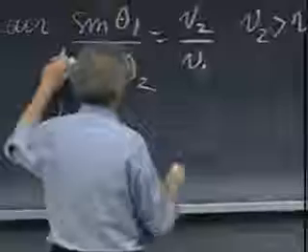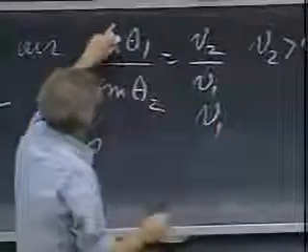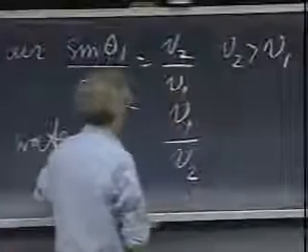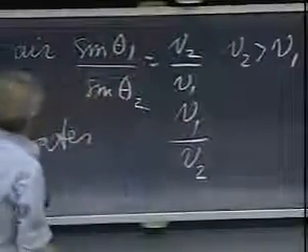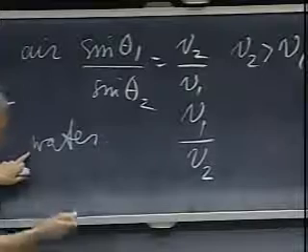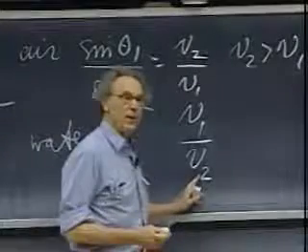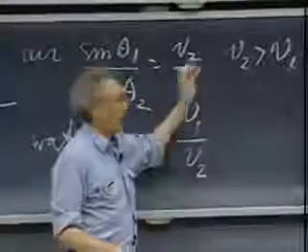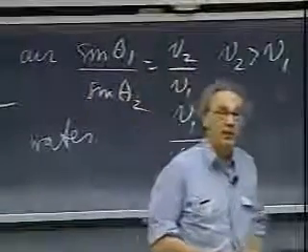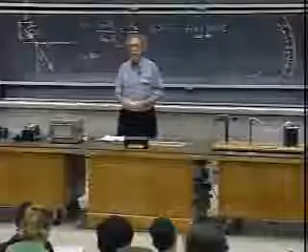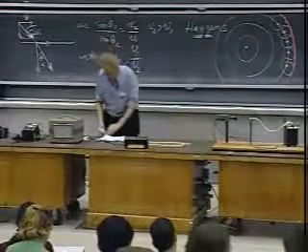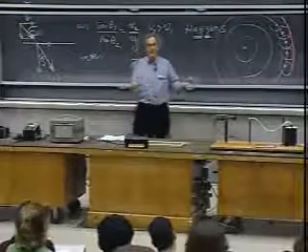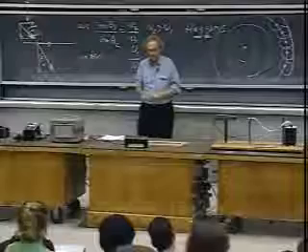Except that now you will conclude that the sine of theta 1 divided by the sine of theta 2 is V1 divided by V2. And therefore, Huygens predicted that the speed of light in water is lower than the speed of light in air, whereas Newton predicted that the speed of light in water would be higher than the speed of light in air. So the question now was, who was right? Are lights particles or are they waves?